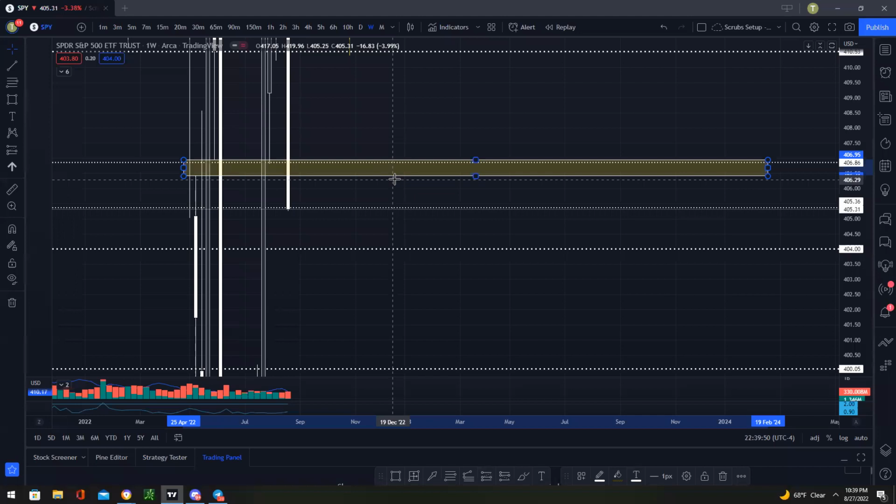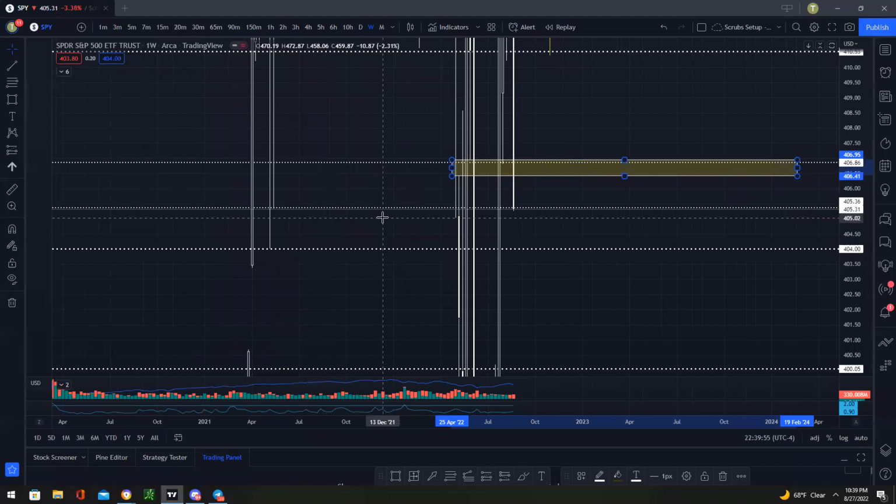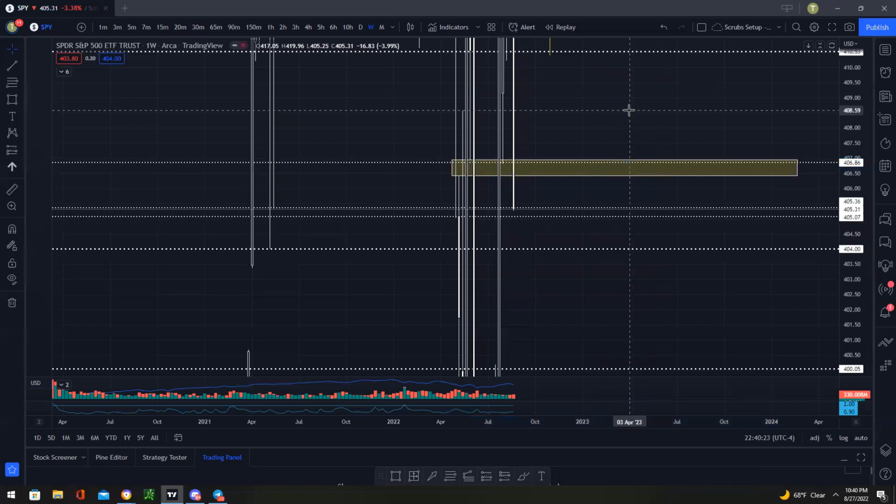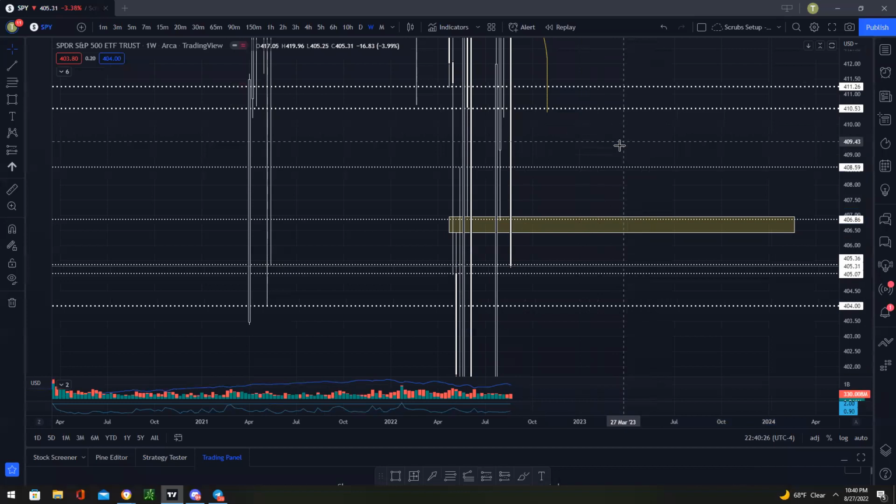And now I know that if we break below this 405 area, then we can possibly go down to 404 and then maybe even 403 and lower. So now we pretty much have all of our close range information, the top side and the bottom side. If we break this level, we go down to here. And if we break above, we can go right back up to here. So we pretty much have our information.